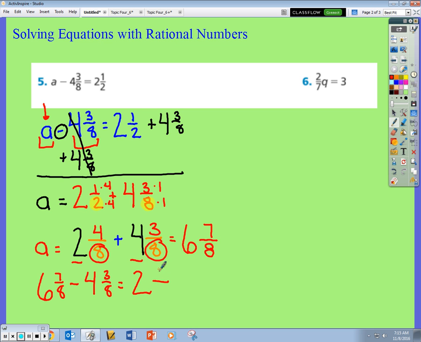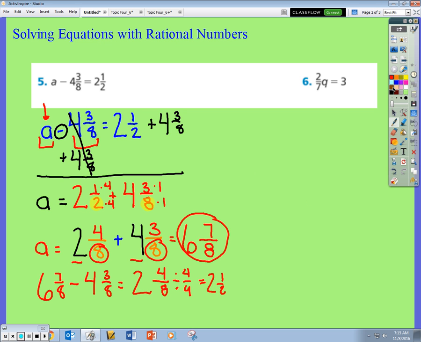7 minus 3 is 4. We have 2 and 4/8. But wait a minute, the answer should be 2.5. Oh, I can simplify this by dividing both the numerator and denominator by 4 to get 2 and 1/2. So that is a check. So now I know that my solution of 6 and 7/8 does work.